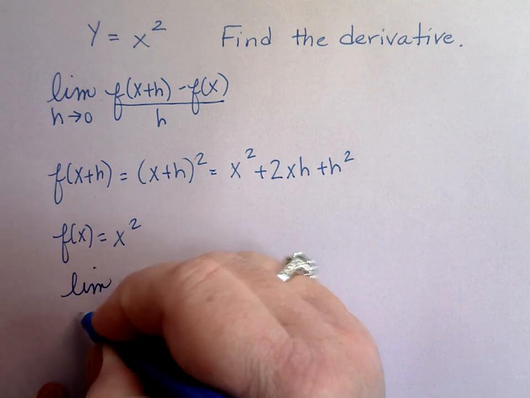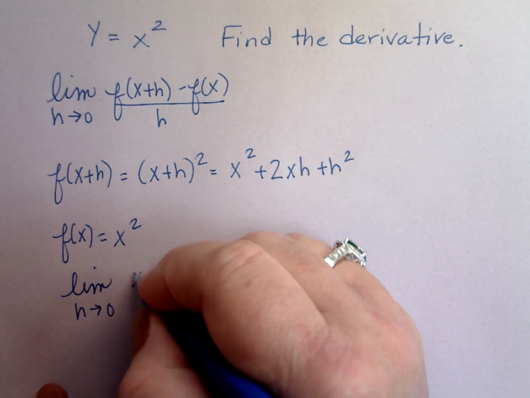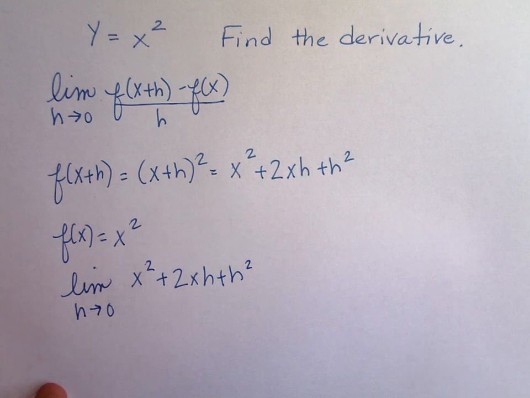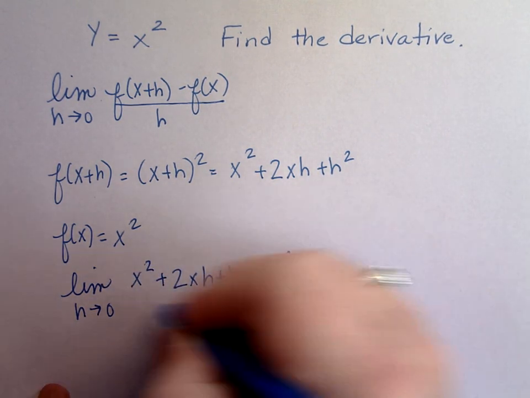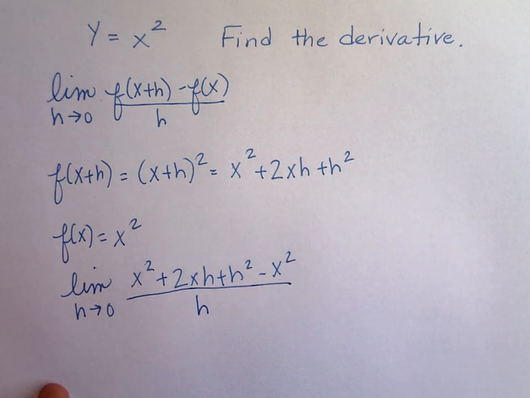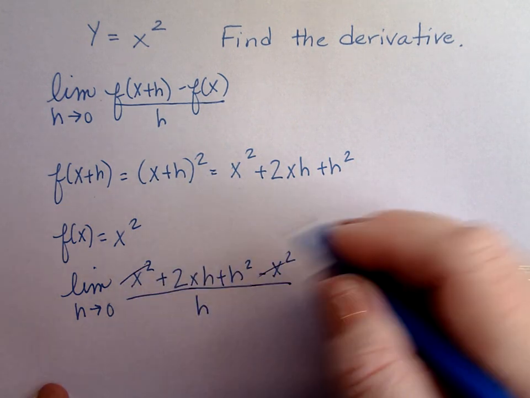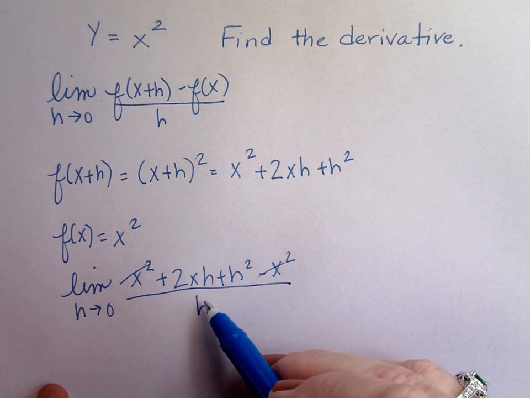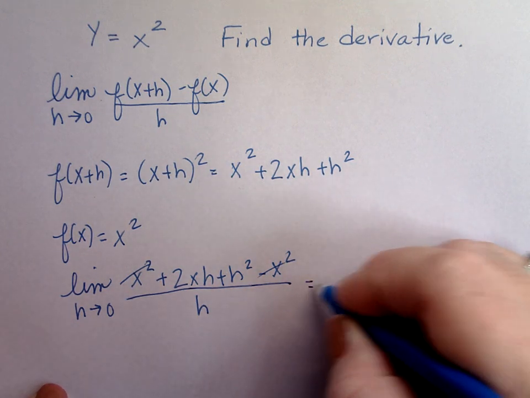So the limit as h approaches 0 of f of x plus h, we said that that is x squared plus 2xh plus h squared, minus f of x, well, f of x is x squared, all over h. And if I've done it right, then things should cancel out. So I do. I've got an x squared on one end and an x squared on the other. I can also see that everybody is divisible by an h. The pieces I'm left with, when I divide by h, I can simplify it even more.